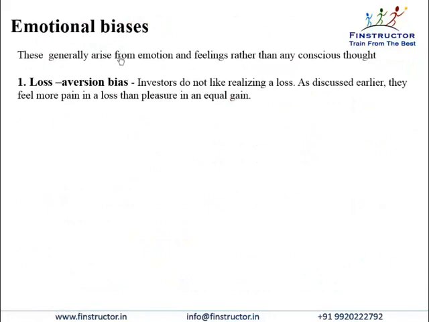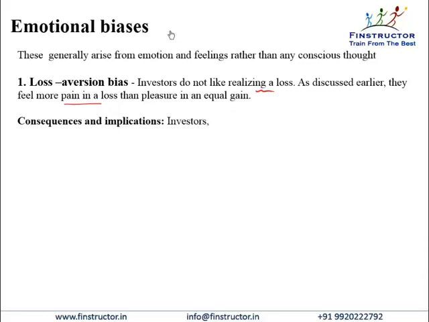Emotional biases generally arise from emotion and feelings rather than any conscious thought. So the first emotional bias is referred to as loss aversion. That simply states that investors do not like realizing a loss. So they feel more pain in a loss than pleasure in an equal amount of gain.